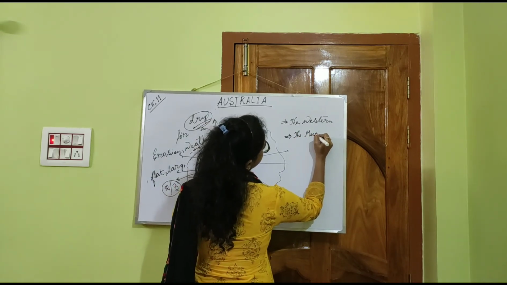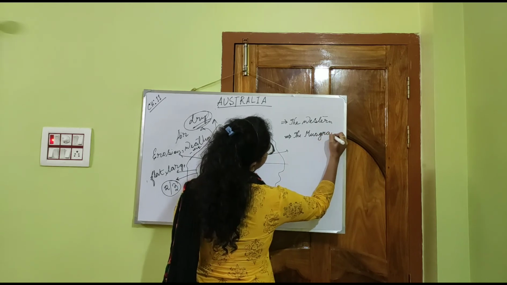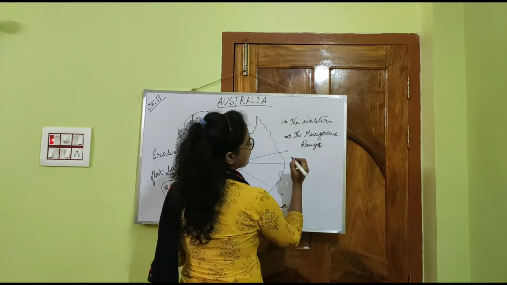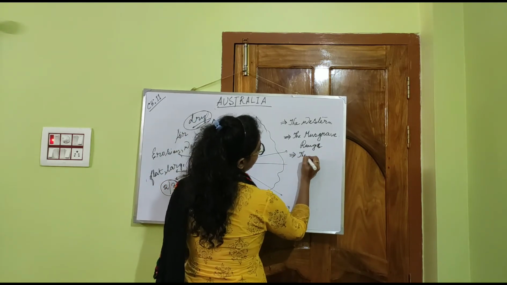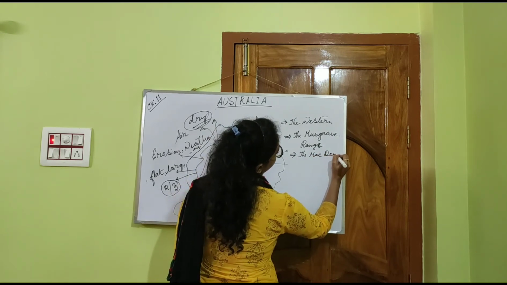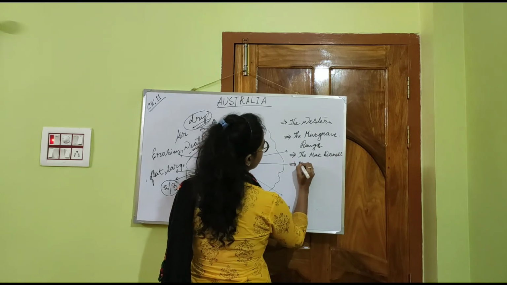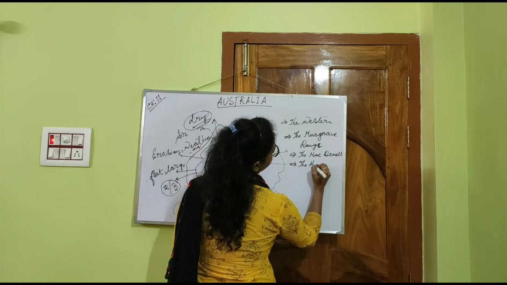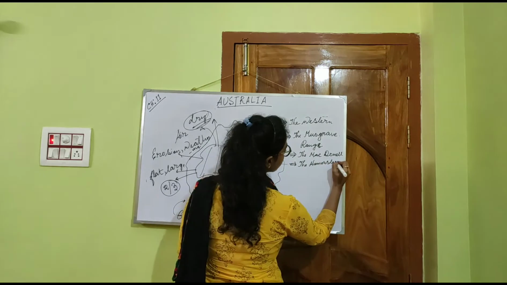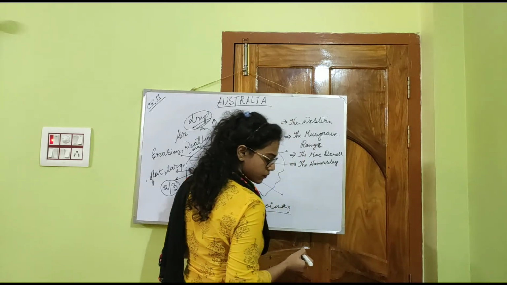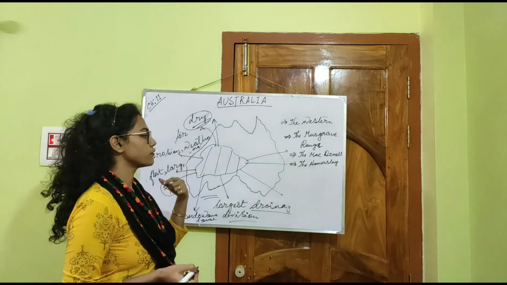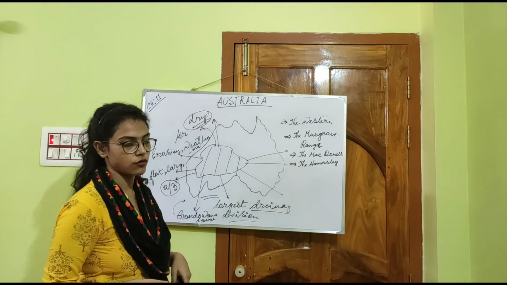Musgrave, next is the McDonald, and third is the Hammersley. Yes, these three ranges are here. These are the famous ranges of the Western Plateau of Australia.